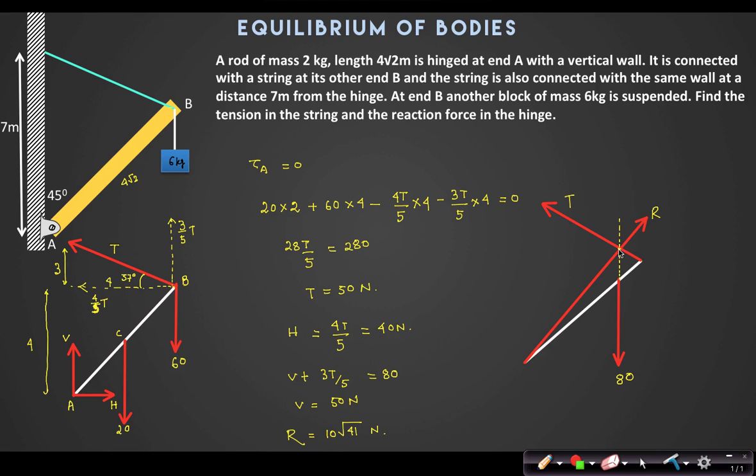If it does not pass through this point, then about this point, these two forces, the tension and the 80 Newton, will have zero torque because they intersect at this point. But if the R force does not pass through that point, there will be a torque of that force R about that point. Yes or no?